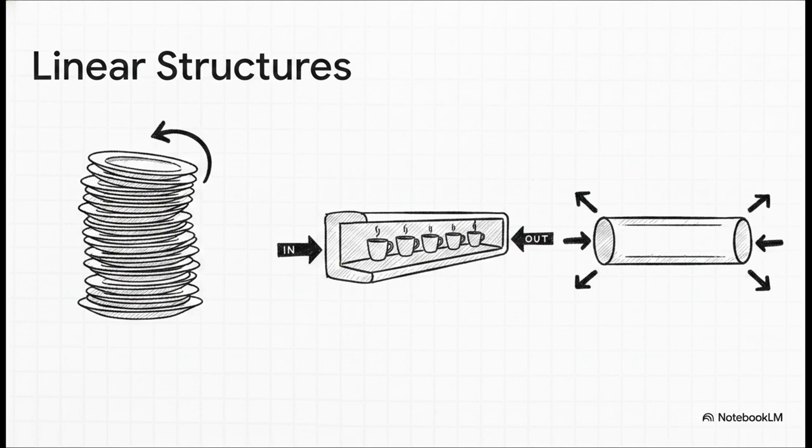And the deque? It's double-ended. It lets you add or remove from both the front and the back, making it absolutely perfect for sliding windows or jumping forward and backward in your browser history.